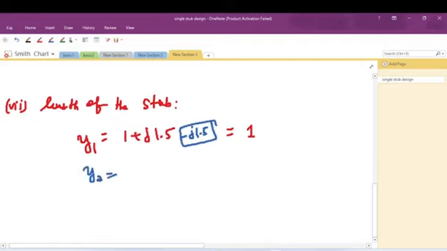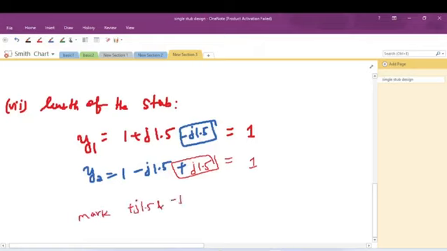Similarly, here the y2 value is 1 minus j 1.5. So which value should be added to make it 1? Plus j 1.5 should be added to make it 1. So the amount of extra susceptance to be added is nothing but the extra length of the stub or location of the stub. So we have to mark plus j 1.5 and minus j 1.5 to find the length.